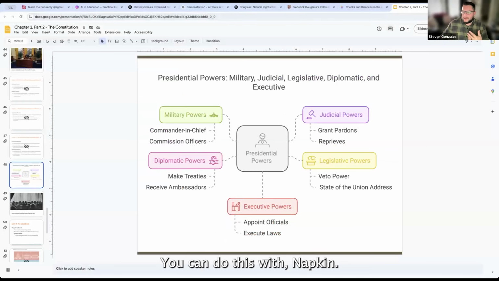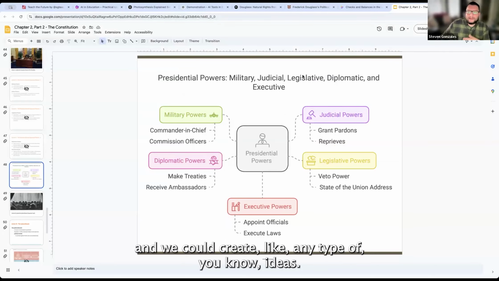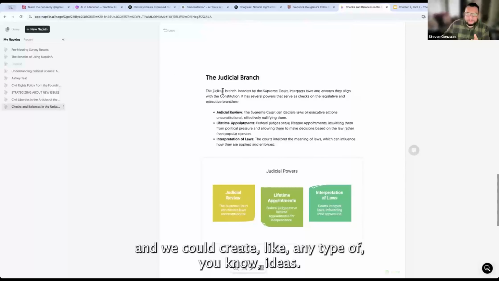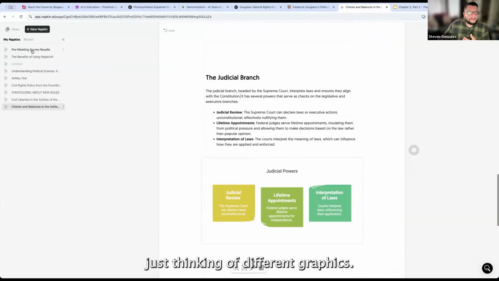You can do this with NapkinAI. I'm going to paste the link one more time into the Zoom chat, and we could create any type of idea. So I've experimented with the judicial branch, just thinking of different graphics. Now I do want to show you.